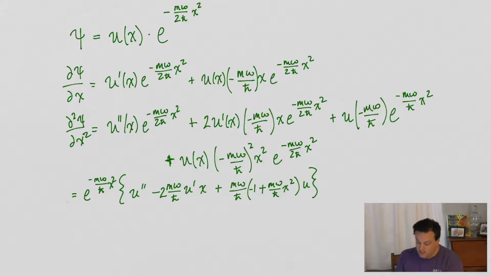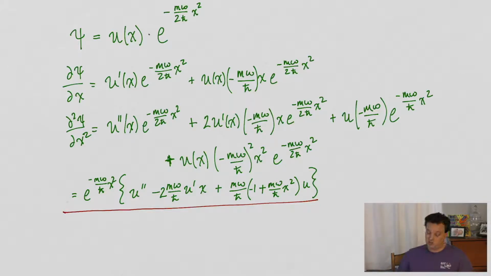And I can do a little bit of simplification, right? So the second derivative of psi with respect to x eventually gets written as 3 different terms. There's a u double prime, a u prime, and a u. And what I'm doing is I'm changing the problem from a differential equation for psi to a differential equation for u, right? So now I can plug these back in, right?